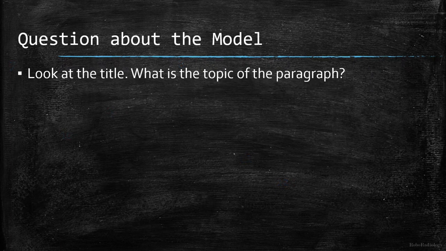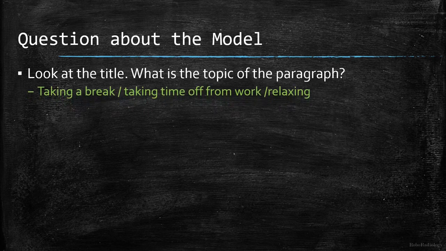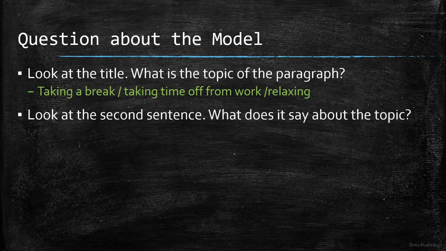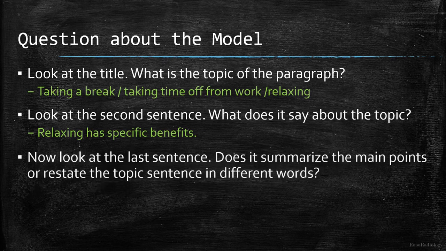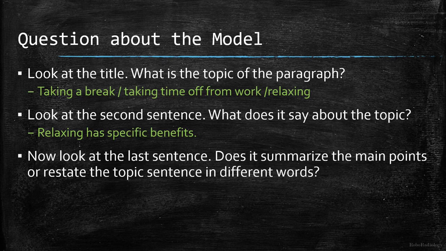Questions about the model. Look at the title. What is the topic of the paragraph? As you can remember, taking a break was the topic. It means taking time off work. It means relaxing. If you look at the second sentence, what does it say about the topic? Relaxing has specific benefits. Now, look at the last sentence. Does it summarize the main points or restate the topic sentence in different words? It summarizes the main points.